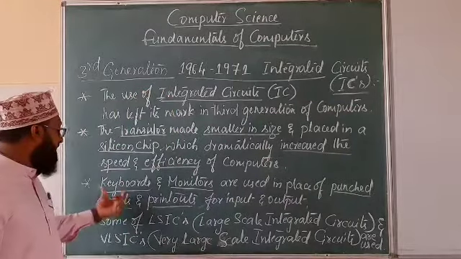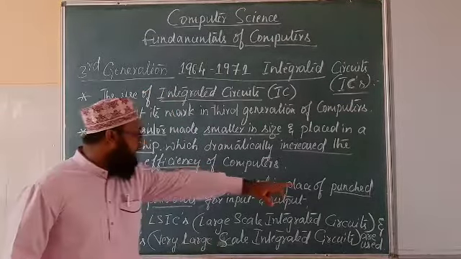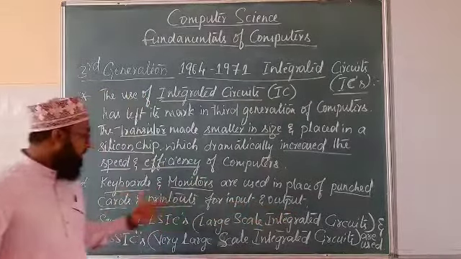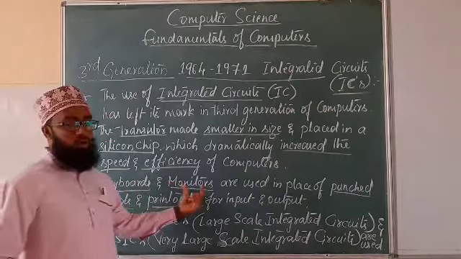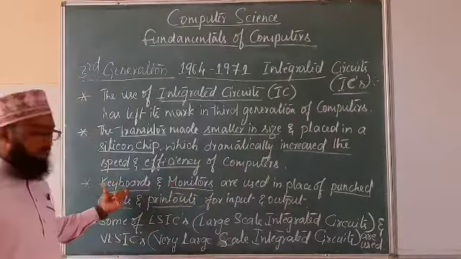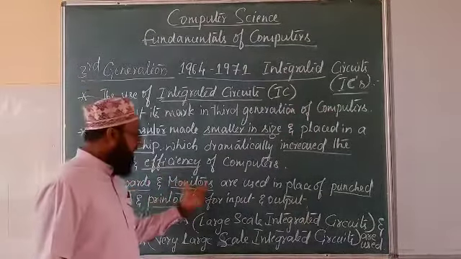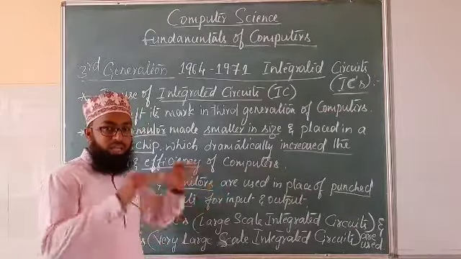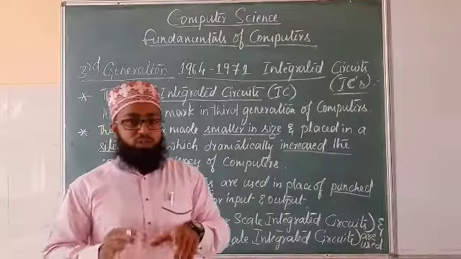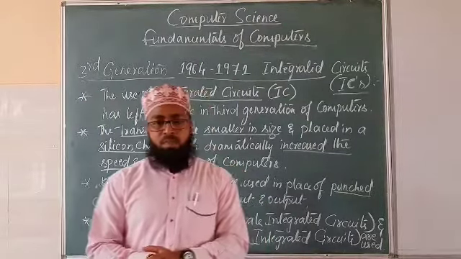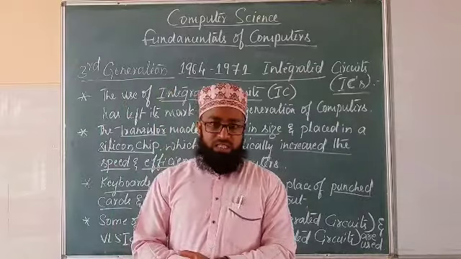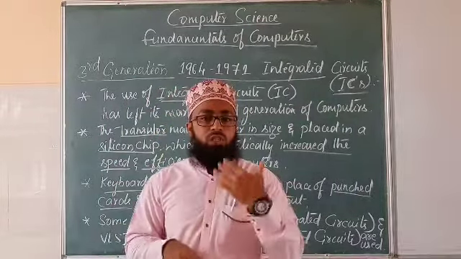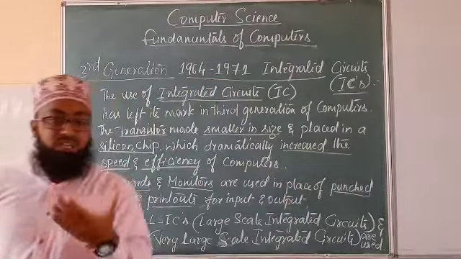A big change is that here, in place of punched cards and printouts for our input and output, in the third generation, keyboards and monitors are used. Keyboards for giving inputs to the computer and monitors for taking output from the computer, as we are using now. Okay, we will use a keyboard to input anything, data or information, to the computer, and we will use a monitor to see the output of our given input.